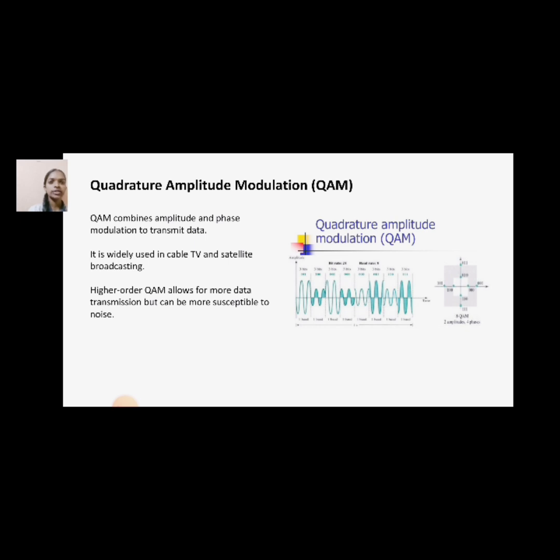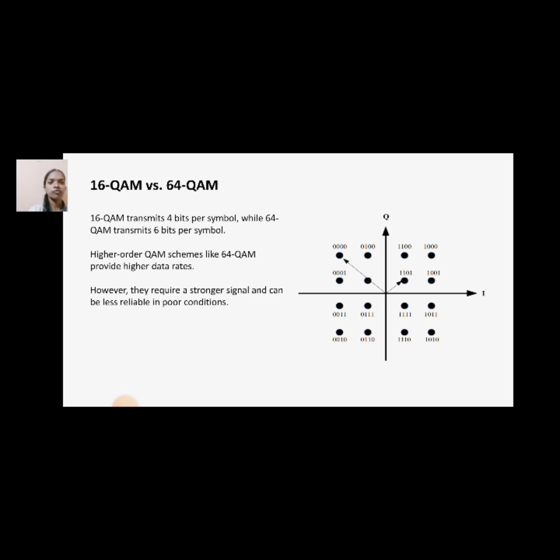It is widely used in cable TV and satellite broadcasting. Higher order QAM allows for more data transmission but can be more susceptible to noise. Then 16 QAM versus 64 QAM. 16 QAM transmits 4 bits per symbol, while 64 QAM transmits 6 bits per symbol. Higher order QAM schemes like 64 QAM provide higher data rates. However, they require a stronger signal and can be less reliable in poor conditions.